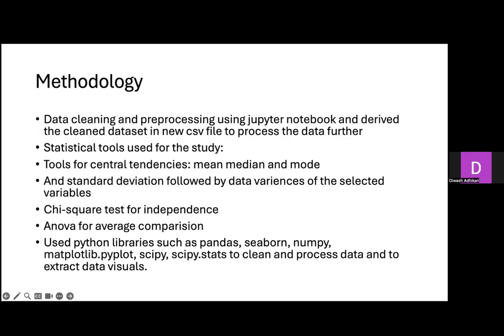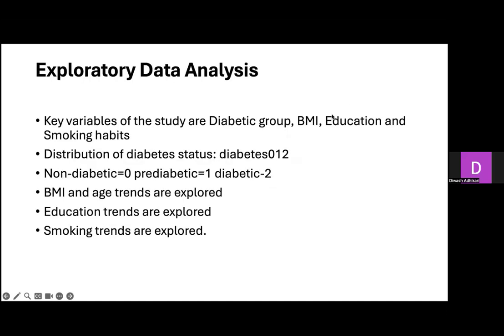In this section, I will discuss our exploratory data analysis and data visualization and introduce the research questions with their hypotheses. The key variables we focused on were the diabetes group, BMI, education level, and smoking habits. We started with the distribution of diabetes status.